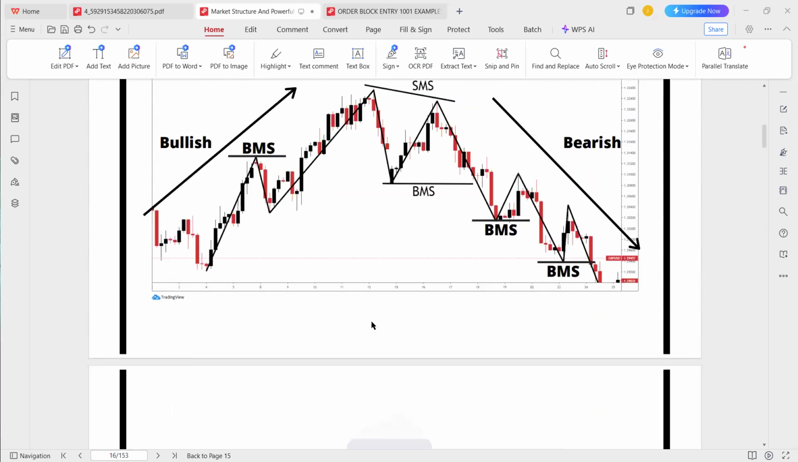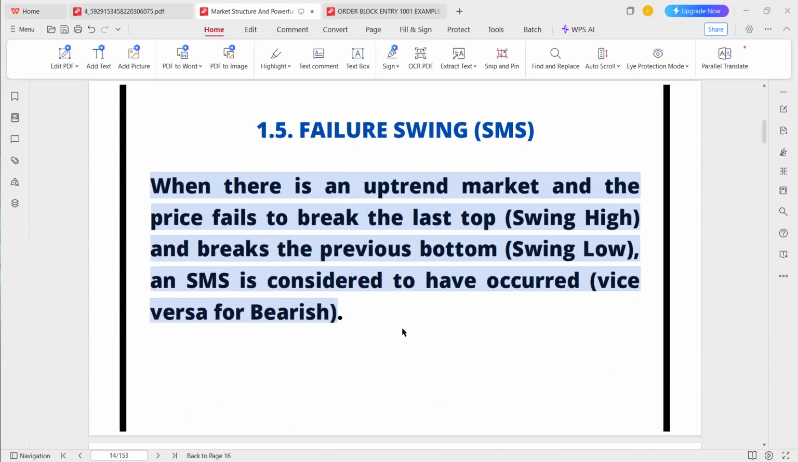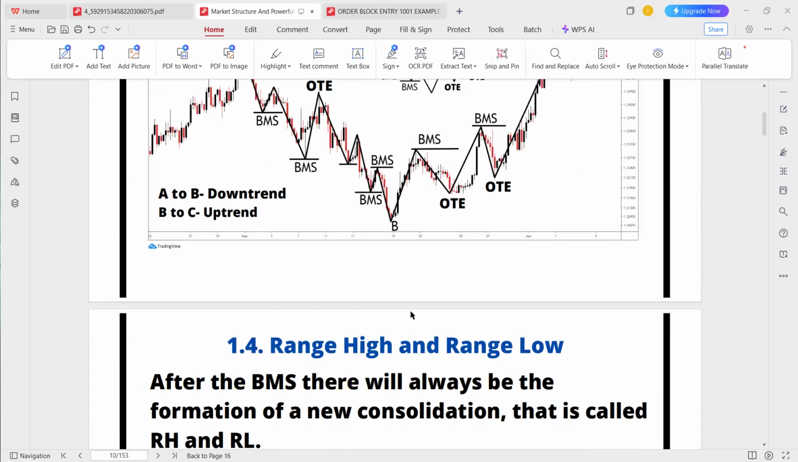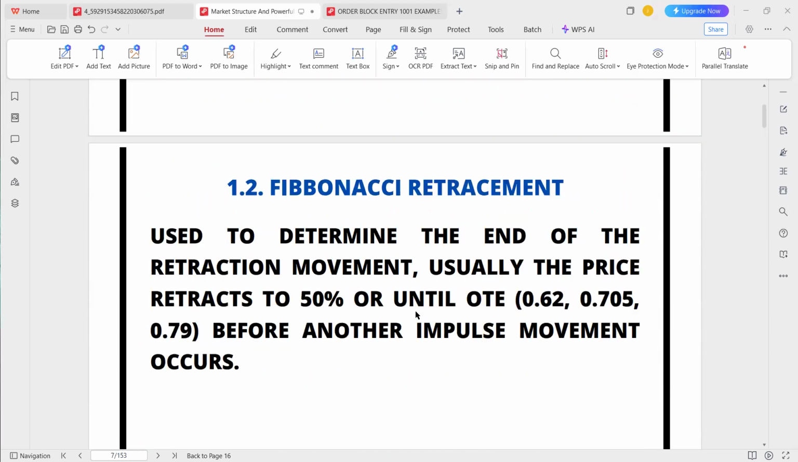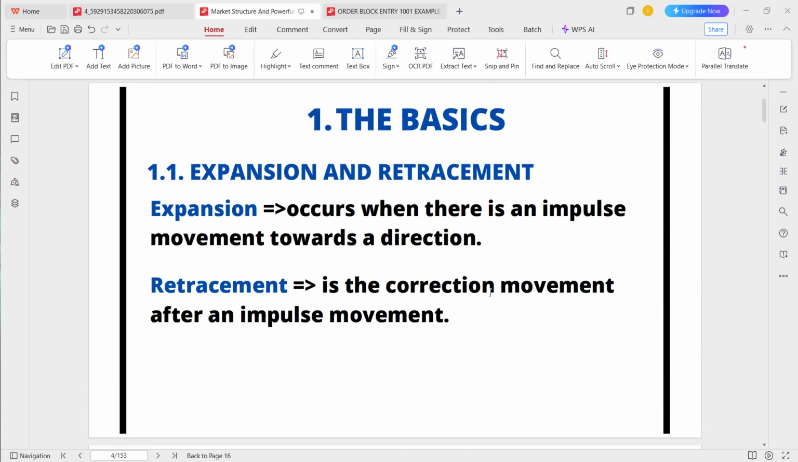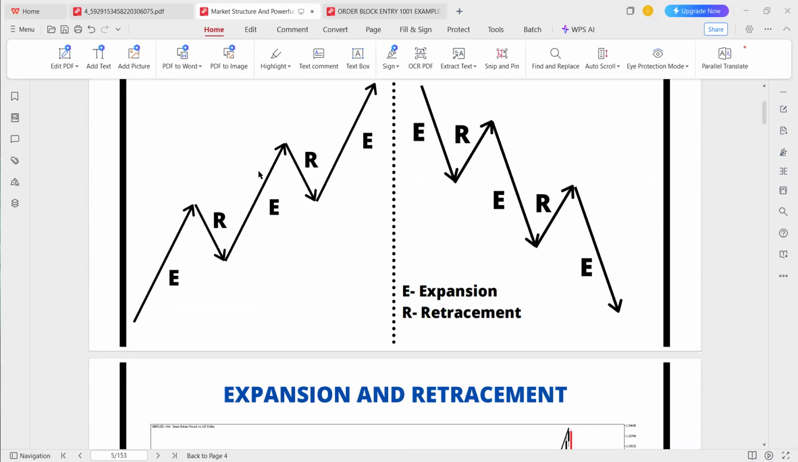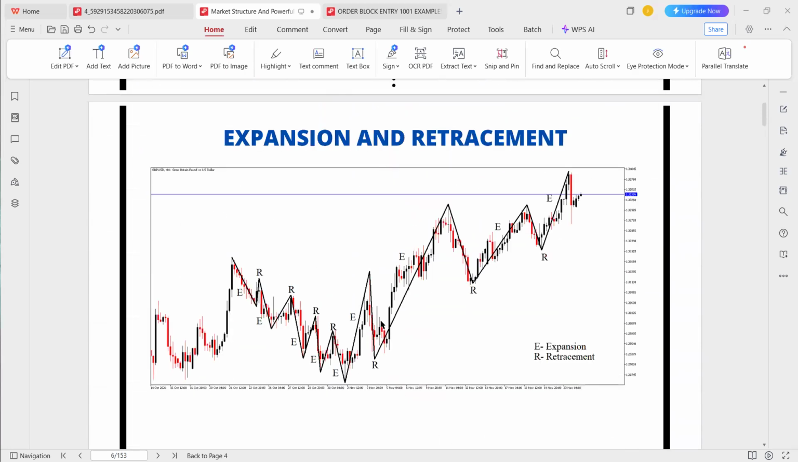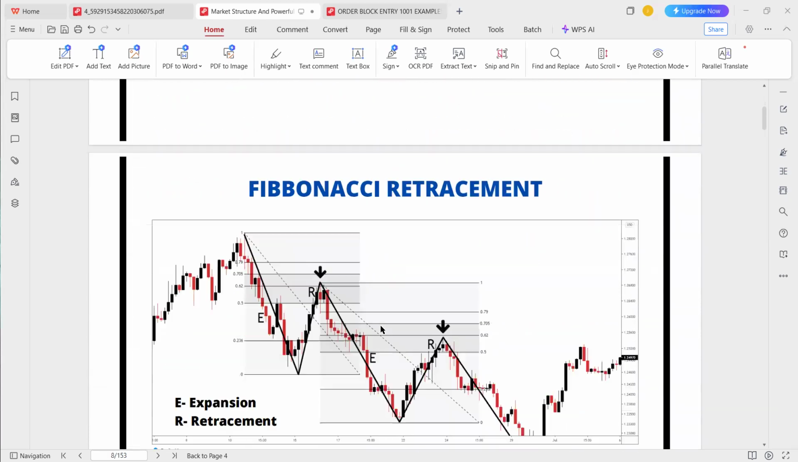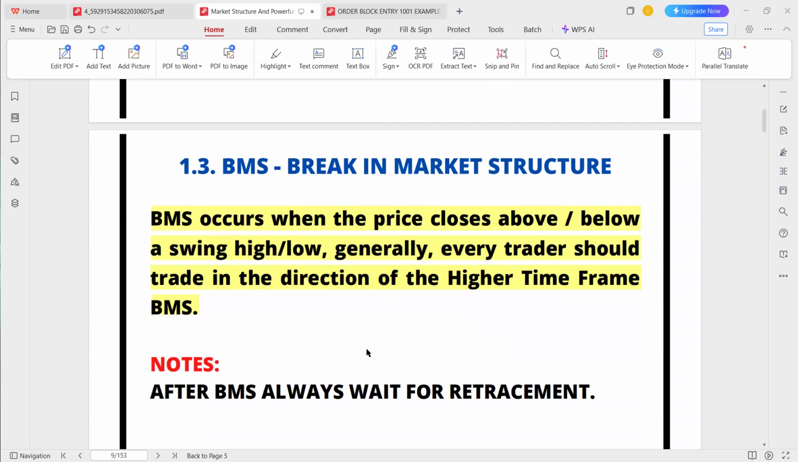So chapter 2. Before we get into chapter 2, we're going to get into the charts. A quick recap of what we went through. What did we go through? We went through the basics, the expansion, the retracement, identifying our trend, uptrend, downtrend, and then actually applying our fib to get entries. So we're not going to get any deeper than that.